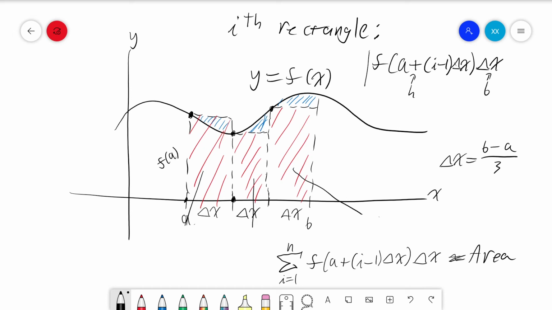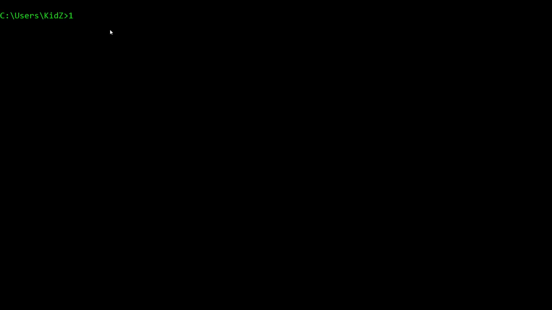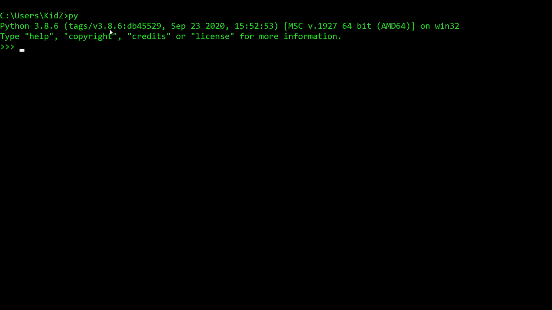So now I believe we have all of the tools that we need in order to actually write our code. So let us hop over to my command prompt. I'm going to start up a Python environment and we are going to get coding. So first, let's define our function here to actually approximate integrals. I'll just call this integral for now.